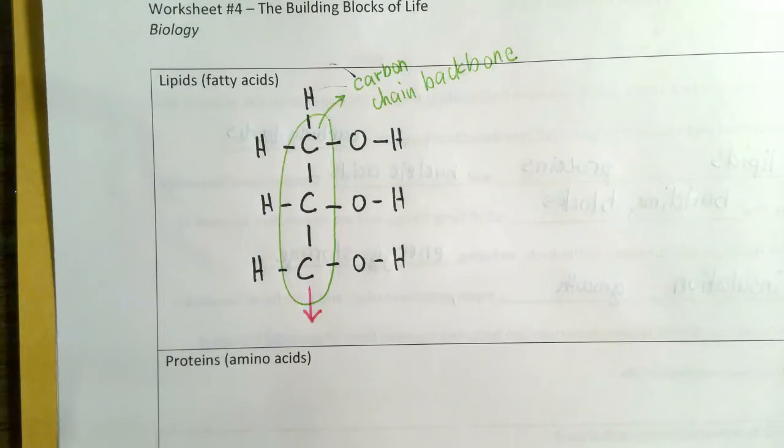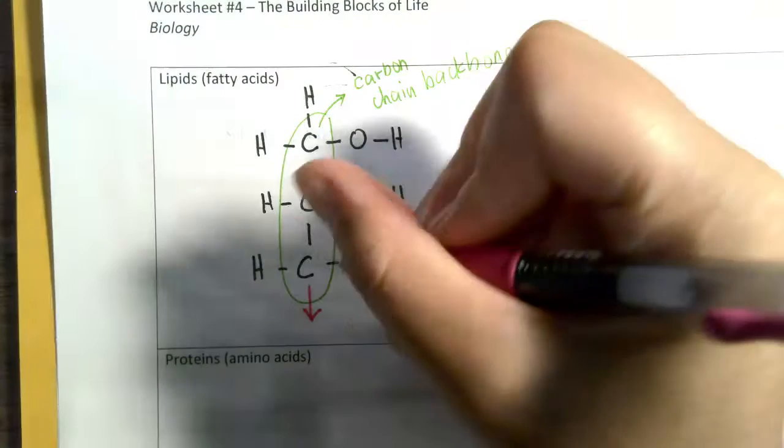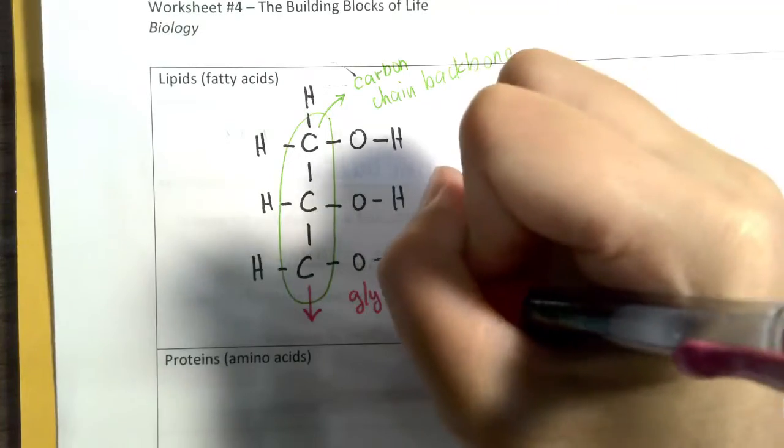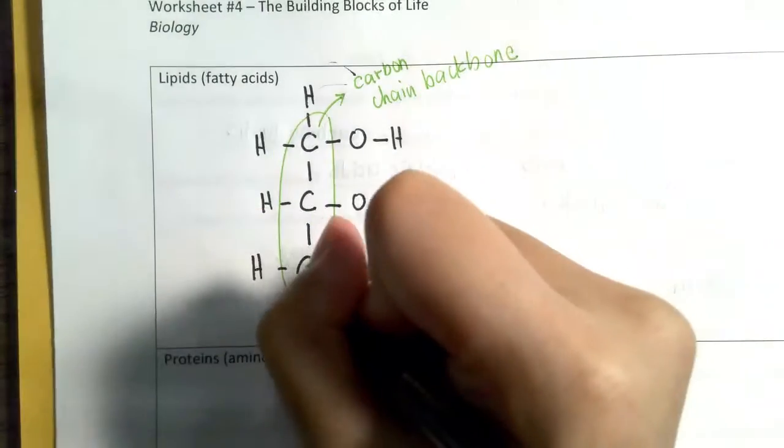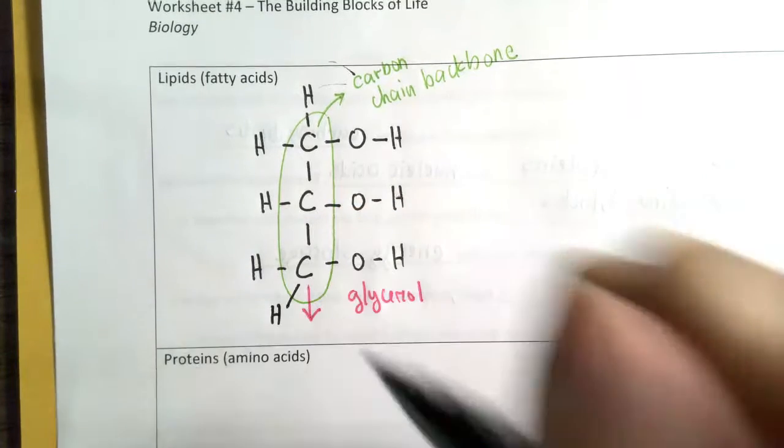But this is the basic structure of a lipid. This happens to be glycerol. So let's write that down. This happens to be glycerol, and it's connected to a hydrogen like that.